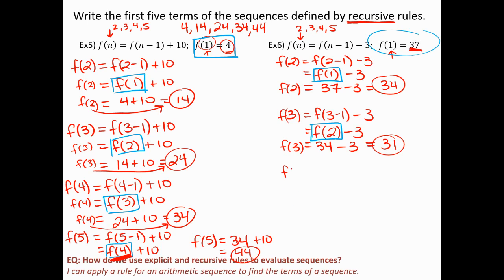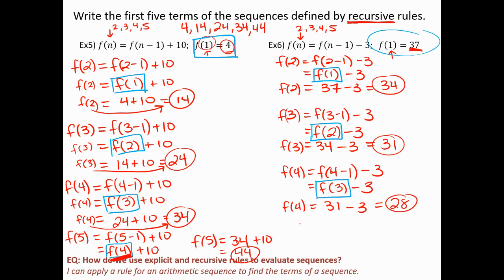All right, then I go on to the next one. Plug in 4. All the n's become 4s. And I simplify. 4 minus 1 is 3. I'm having trouble writing my 3. All right, and then once again, I know what f of 3 is. We saw it just a moment ago. We found that f of 3 was 31. So I'm going to replace f of 3 with 31. And then I'm going to subtract 3, which gives me 28.